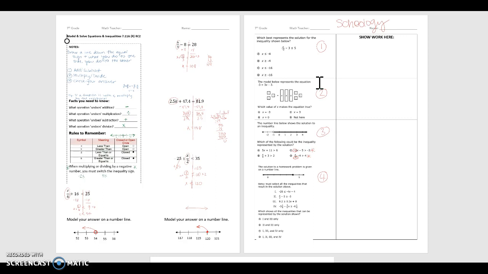So make sure that you're paying attention to that as you're working through the problems, as well as up here. You're dividing by a -2. So put your star and don't forget to flip the sign.